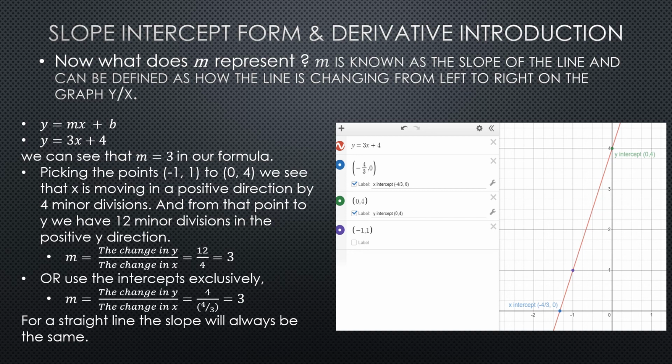Or we could even use exclusively our intercept points, and moving from left to right we get an x of 4 divided by 3 and a y of 4 if we wanted to use the major divisions. That also mathematically equals 3. We know that the slope for a straight line should always be the same no matter what points. We can take any delta y over any delta x, and for this line it should always end up being 3.